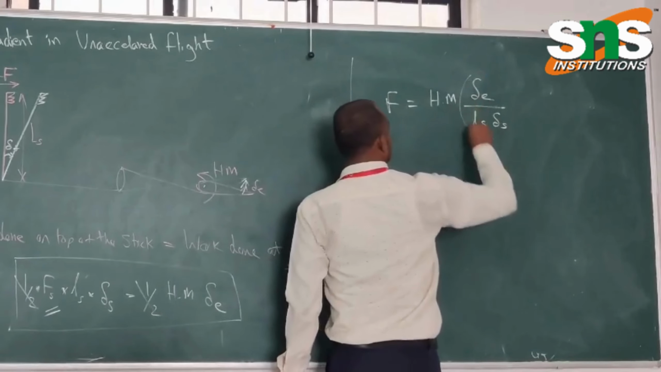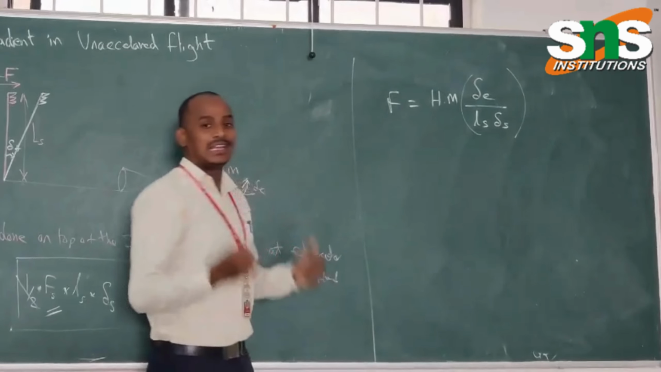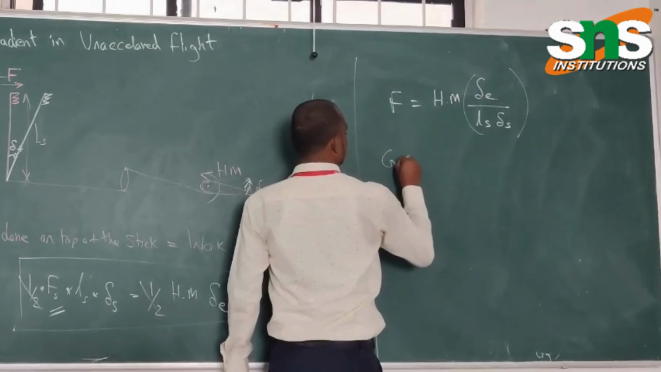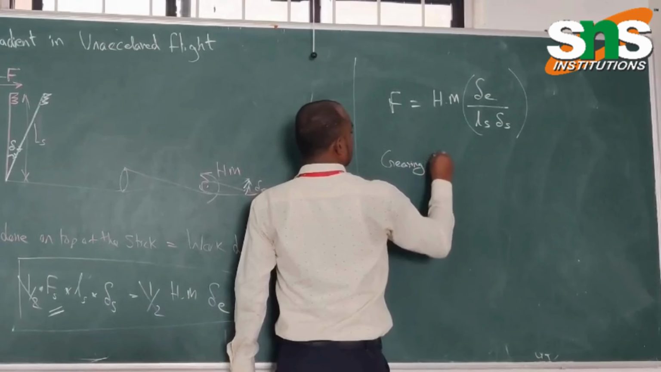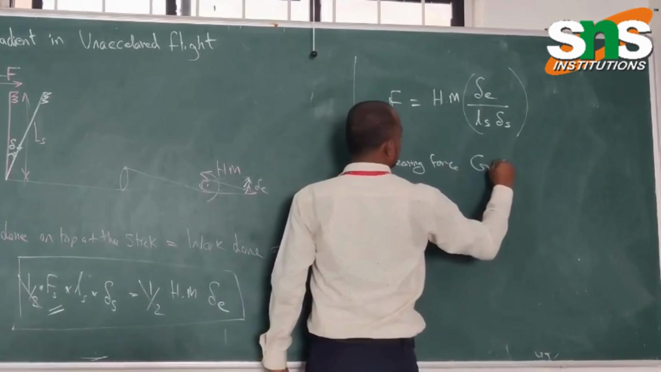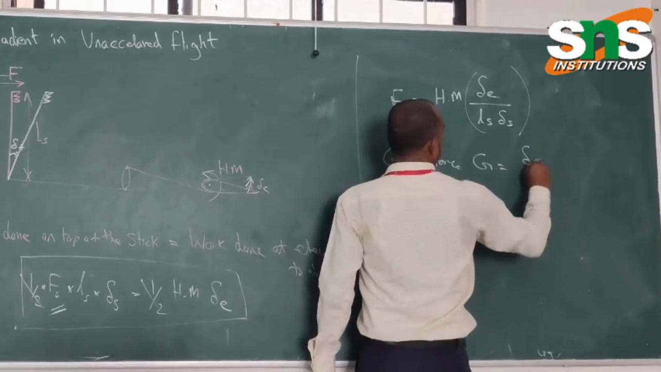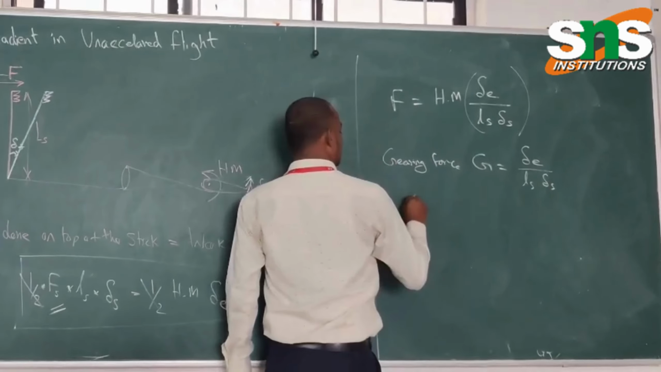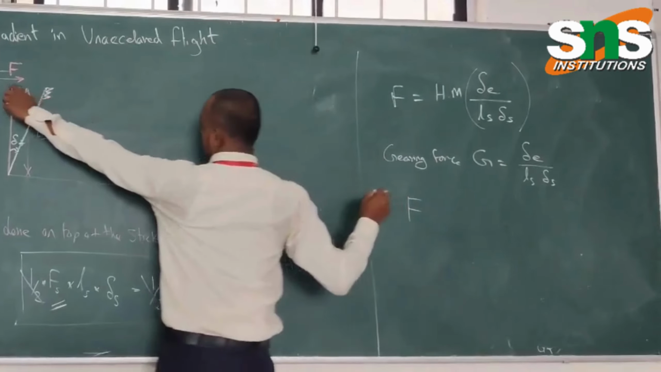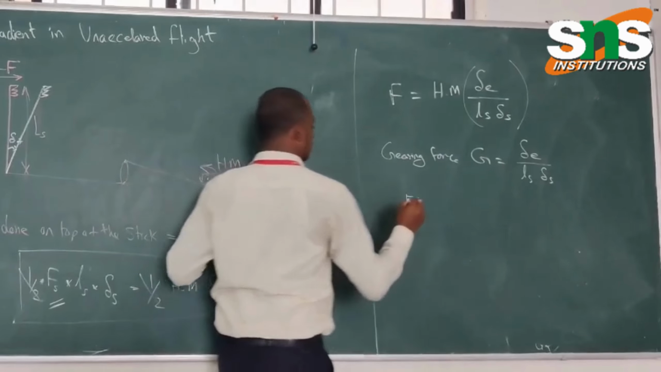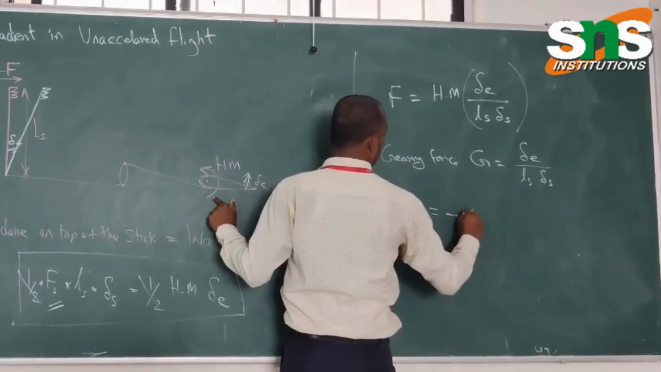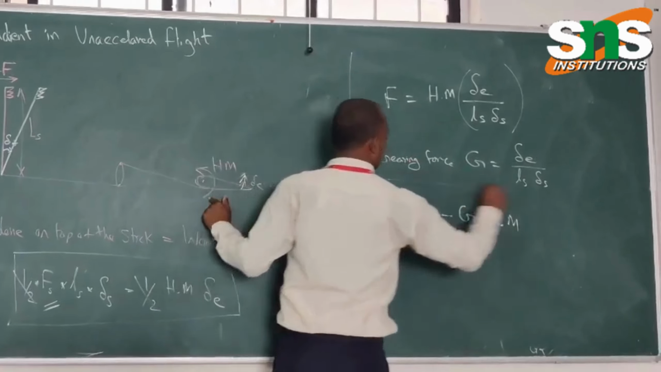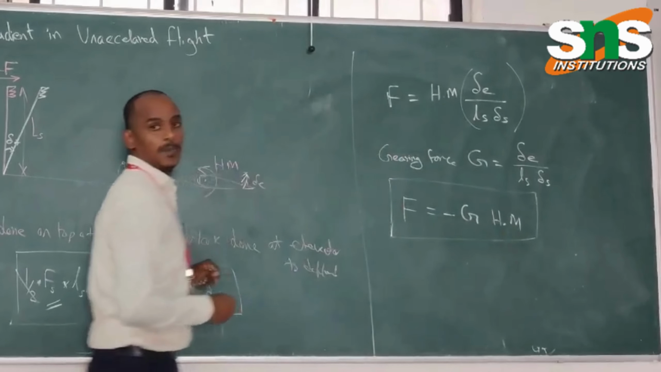This term will be the gearing force. This is the gearing force, G, equal to deflection of elevator over length of the stick times deflection of the stick. The force will be in the negative direction to produce positive deflection. So we will get minus gearing force into hinge moment. This equation can be rewritten like this.